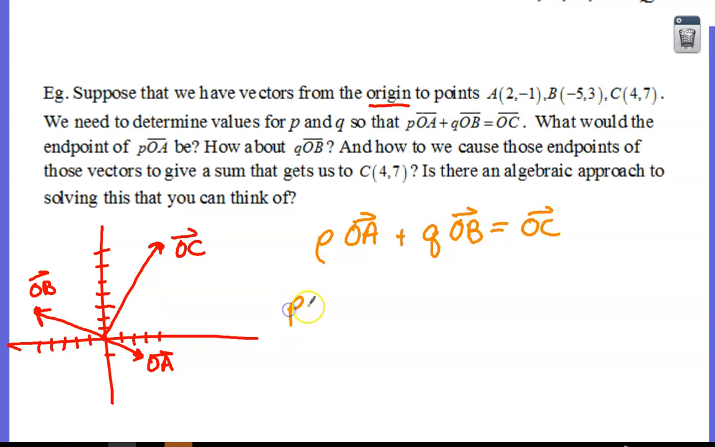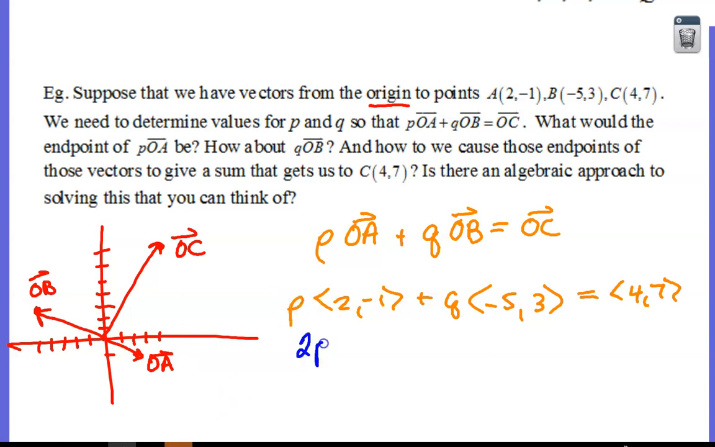Well, let's fill in what we know. We know that O out to A is the vector 2, negative 1. We know that O out to B is the vector negative 5, 3. And we want that to come out to the vector that gets us to C, 4, 7. Well, let's take it one component at a time. Whatever P is, I might only want to go half in this direction, or I want to go twice as long in this direction. It's only changing the magnitude. So this would be 2P for the x value. This x value would be minus 5q, and the x's have to add up to 4.